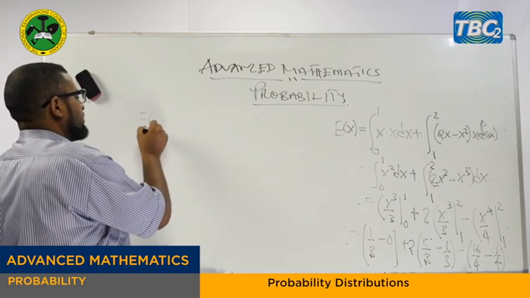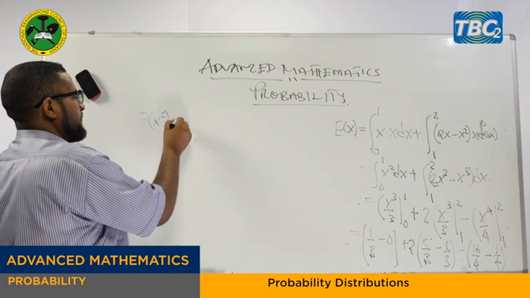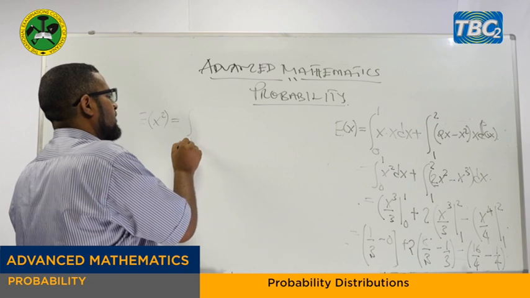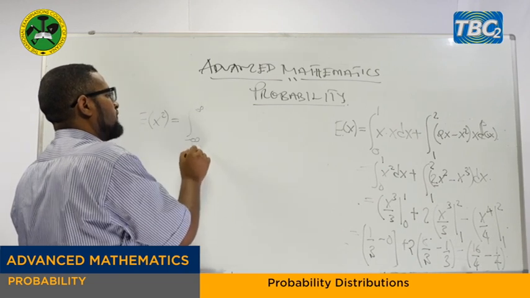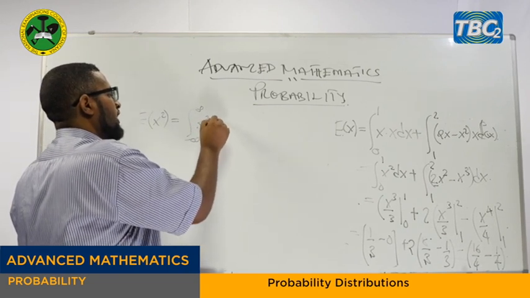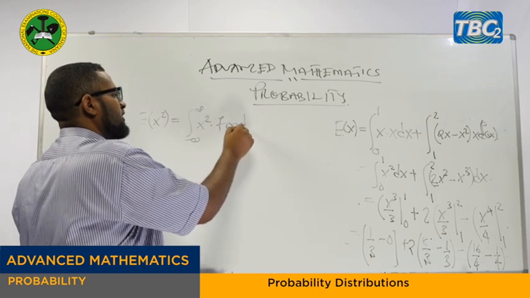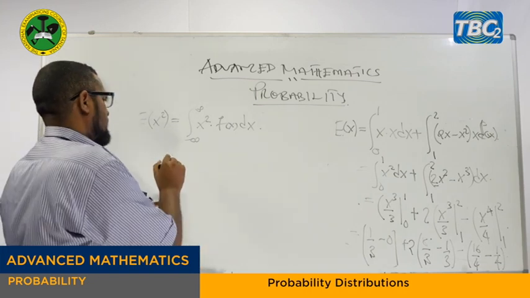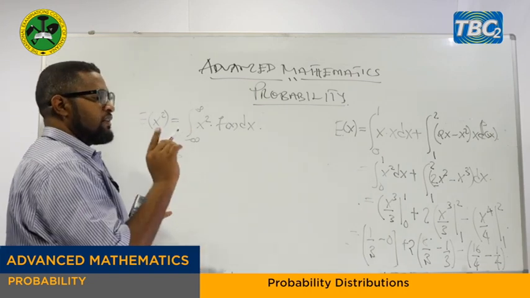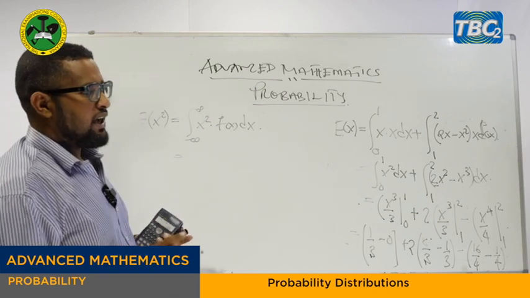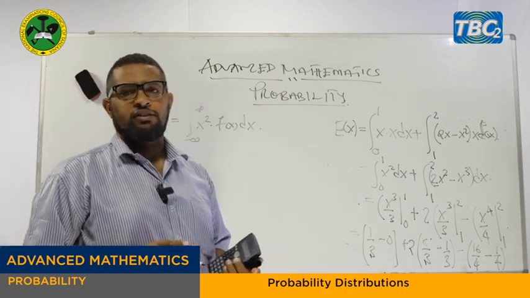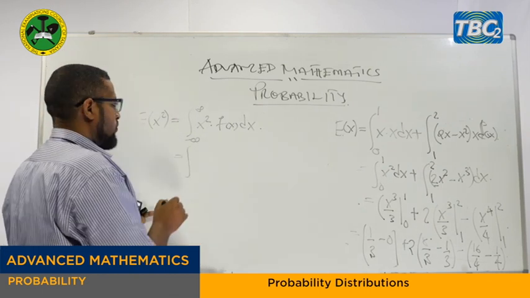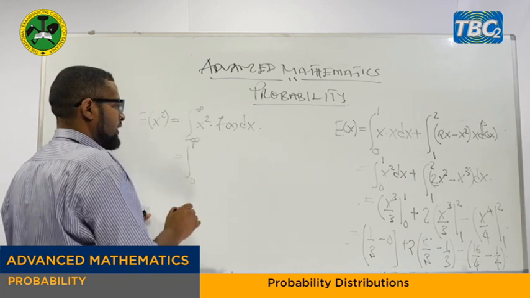Now the expectation of variable x squared as per formula is the integral from negative infinity to positive infinity of x squared, then function of x, then dx. That is our formula. But we are given function x and x bracket 2 minus x. So the integral will be from 0 to 1.